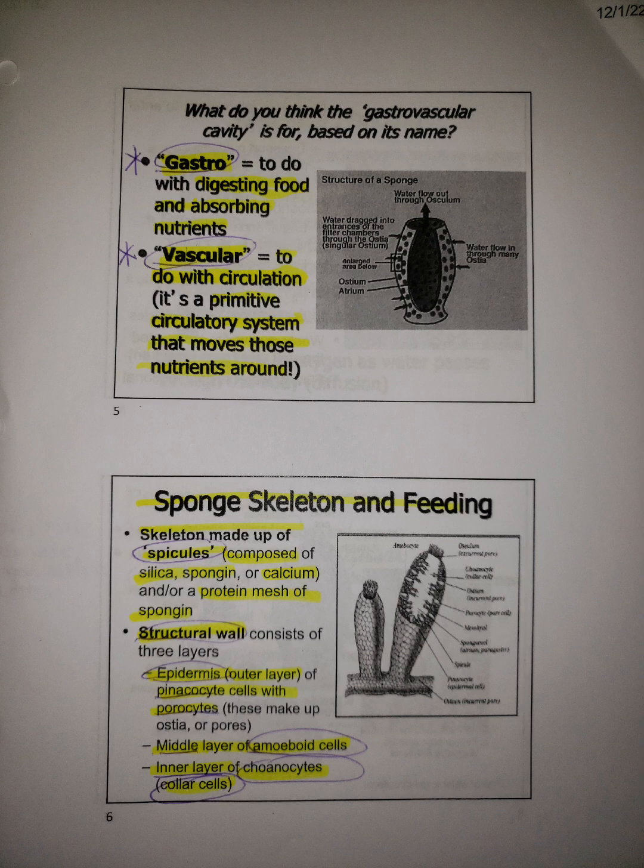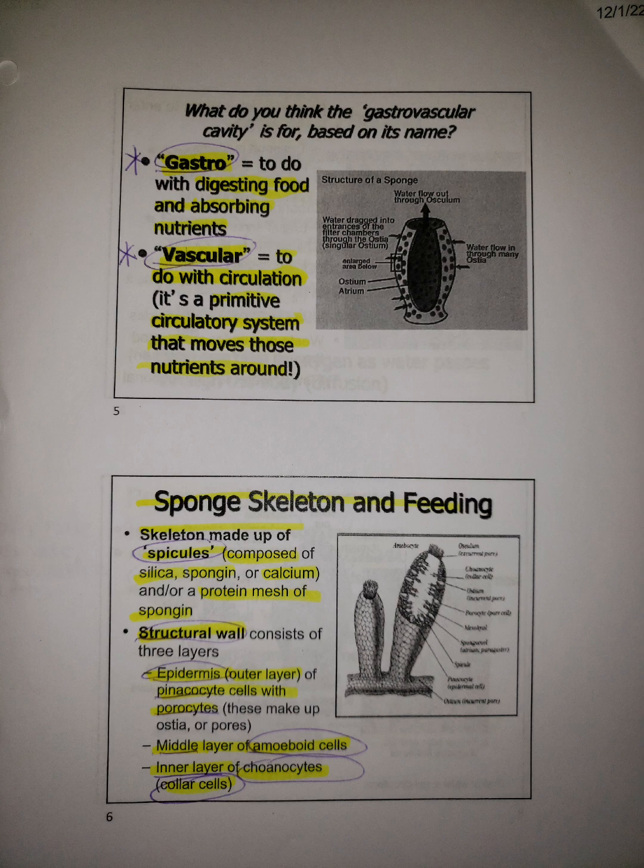The structure of a sponge: water flows out through the osculum. The water gets dragged into the entrances of the filter chambers through the ostia, singular ostium. There is an enlarged area below, an atrium. The water flows in through many ostia.